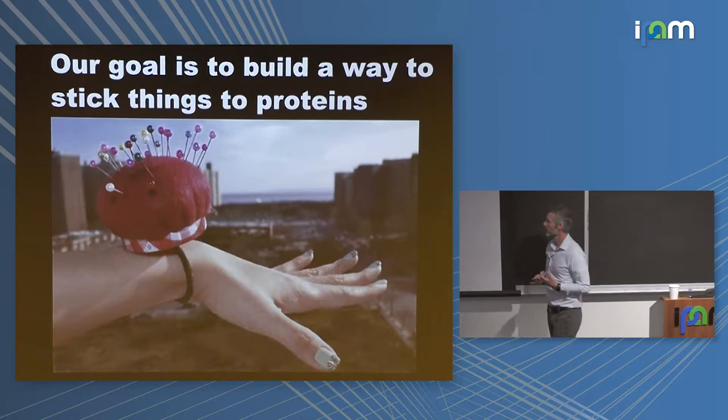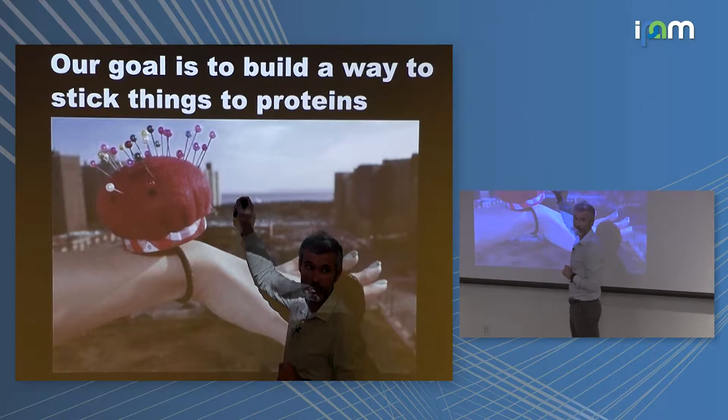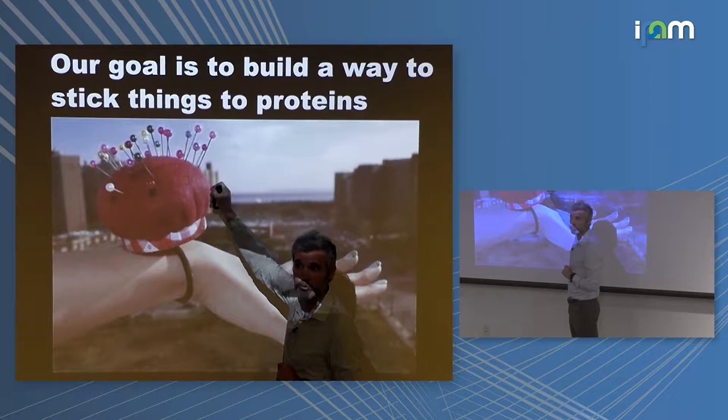Okay, so I want to basically have something that I can attach to the protein, the human is a protein, that will enable me, with an enzyme rather than a pin, to stick arbitrary functional groups to that peptide. So here's how that works.